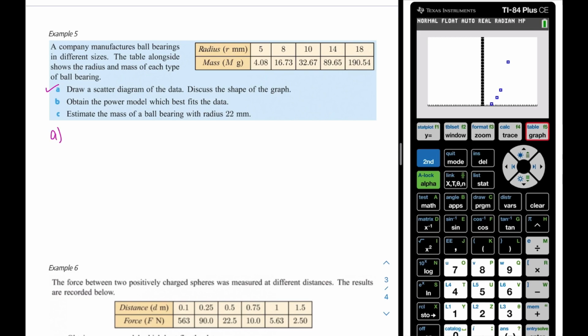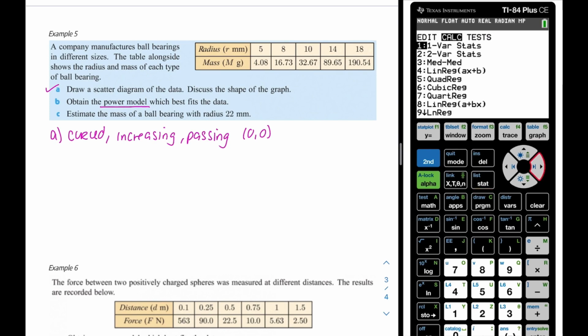So for the first part of drawing the scatter plot and discussing the shape, I would probably see that it looks like it's curved, increasing, and it seems to be passing through 0, 0. Therefore, we're going to try and obtain a power model that best fits this situation. So we're going to go on to stats, calculate, and we're going to find our power regression, which is A.